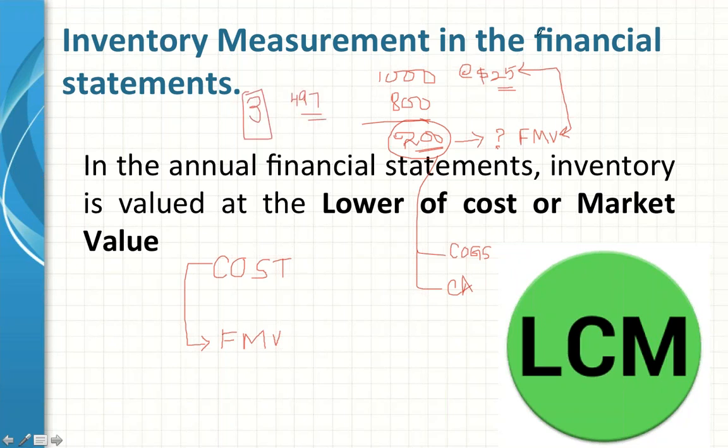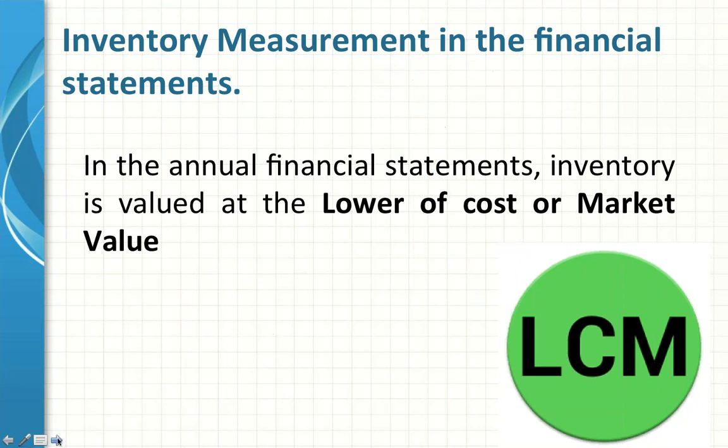So what we understand today is the cost price is already given. Find out the fair market value of the unsold goods. Then the least of these two should be taken into account. Cost or fair market value. Lower of cost or fair market value is to be taken into account.